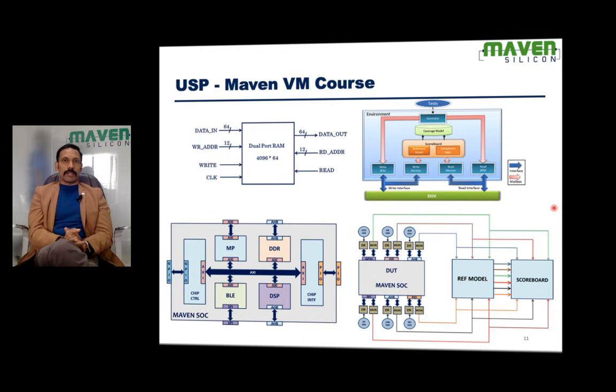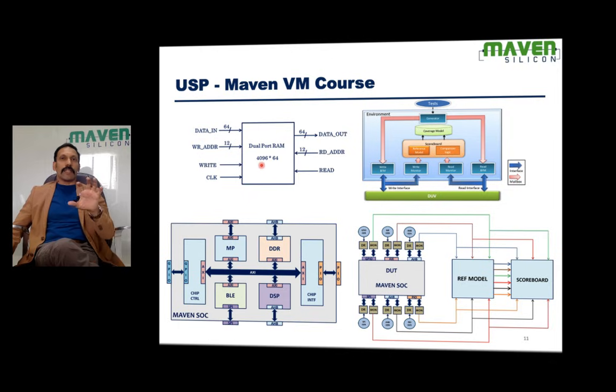So in this course, we are going to use two kinds of examples. One is the small one. It's a dual port RAM. It's basically a memory, and for this memory, we will see how you can create the test bench. This is the example we would be using throughout this language course.